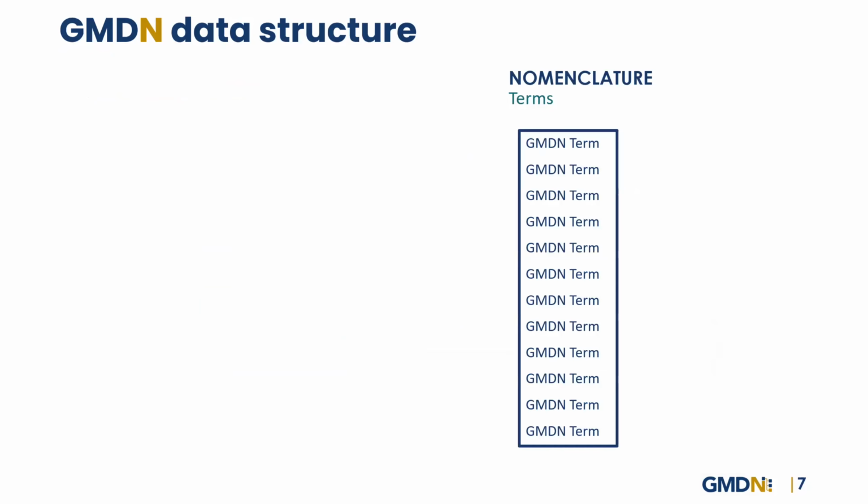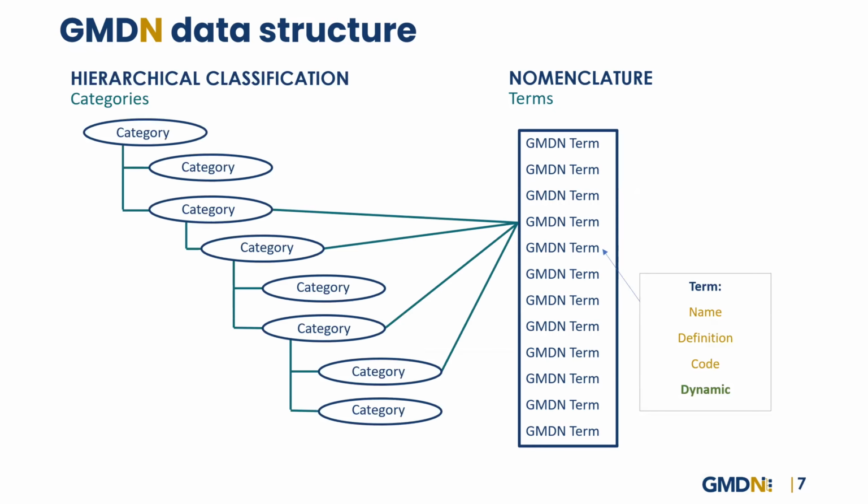These terms are organized into different hierarchical categories. So we have basically two main data sets, terms and categories. The categories are used for organizing the terms and the devices by different attributes, by different categories.